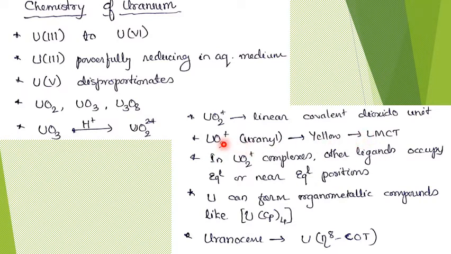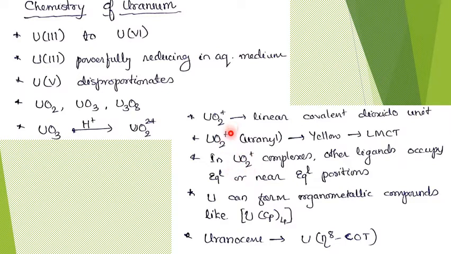So what you can think of is that uranium is in its highest oxidation state, and therefore it should be LMCT, just like MnO4 minus or CrO4 2 minus. So manganate and chromate or dichromate ions show LMCT, and in a similar way LMCT transitions are expected in the case of uranyl.